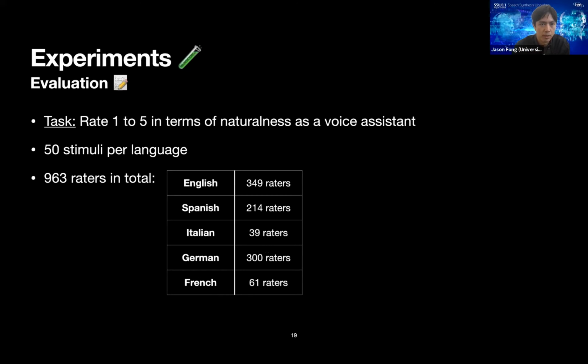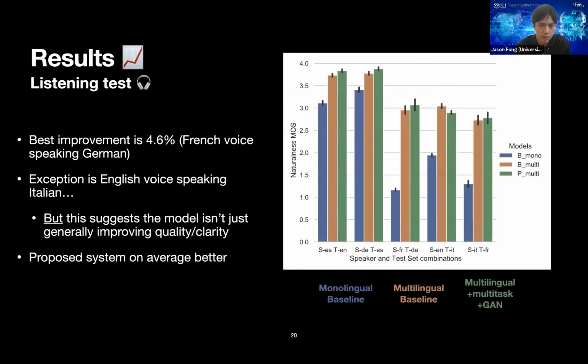So for evaluation, we asked 900 raters. They're not balanced between the different languages, but we just tried to recruit as many as possible. And yeah, we used 50 stimuli per language. So here are the results of the listening test. The best improvement is here. In this column, SFR just means that we have a French voice speaking from the German test set. So we're transferring the French voice to the German input features. And that's the best improvement. You'll hear some samples in a second.